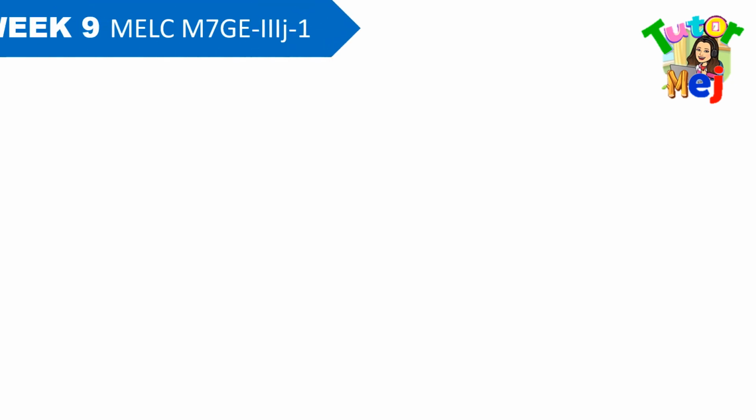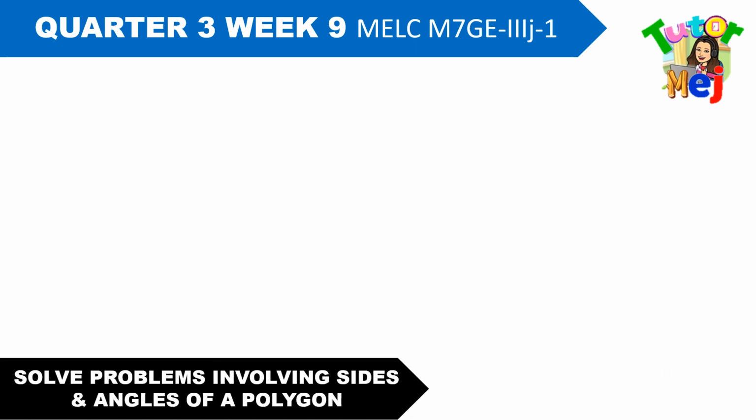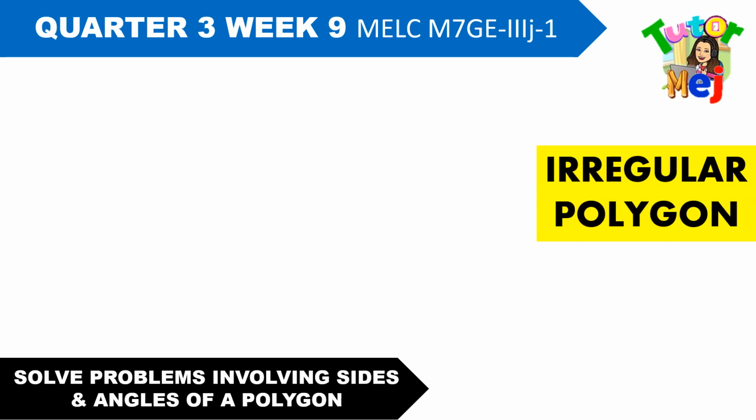Tatalakayin ko ngayon ang quarter 3, week 9 ng grade 7 math. So, ito ay solving problems involving sides and angles of a polygon. Tapos na tayo sa regular polygon doon sa ating last video. So, ngayon, irregular polygon naman ang ating isosolve.